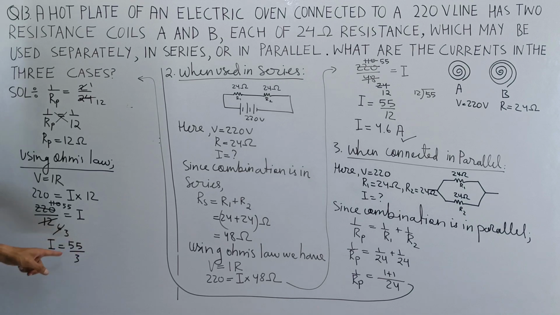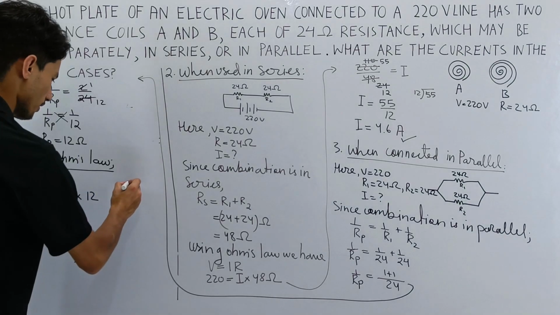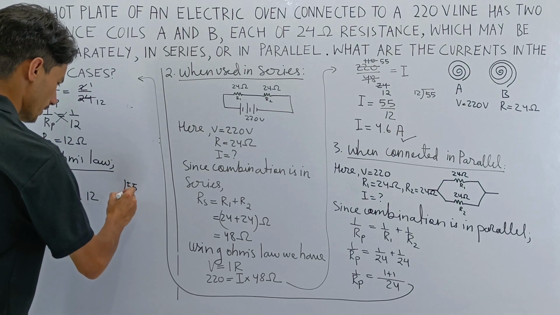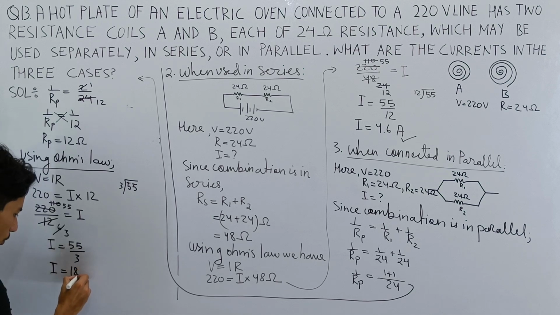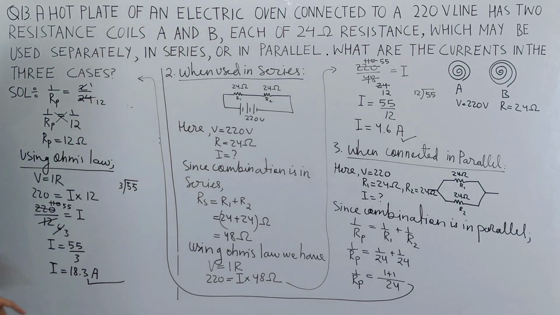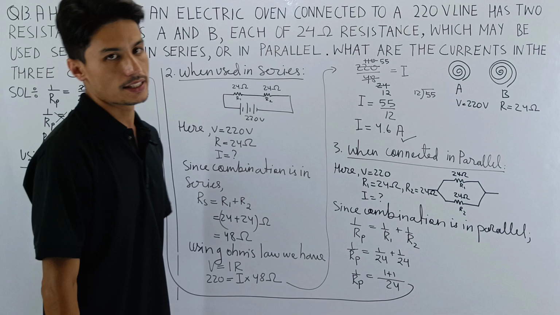So what we do is, we divide 55 by 3. So if 55 is divided by 3, what do we get? We get the answer as 18.3 amperes. So this is the answer. So this is the answer for question number 13.